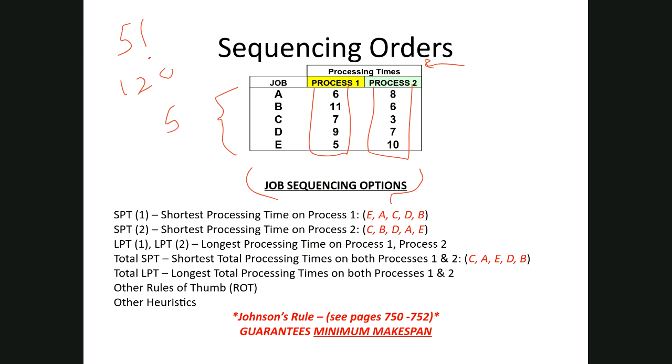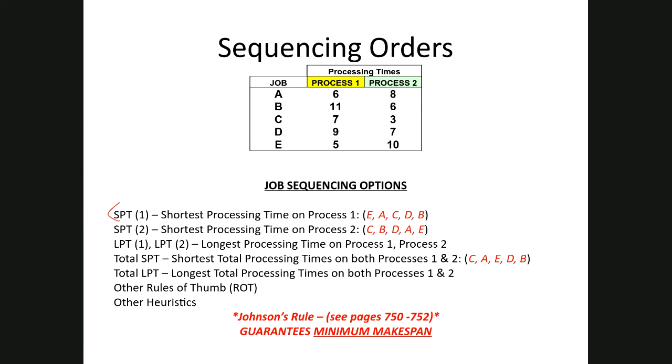Now, because we have two processing times, it gives us the option for several other sequences. One that I want to look at is the shortest processing time on process one. It looks just at the processing times on process one and sequences the jobs in order of the shortest. E is the shortest at 5, then A with 6, then C with 7, then D with 9, and finally B. So E, A, C, D, B is the sequence with respect to the shortest processing time on process one.